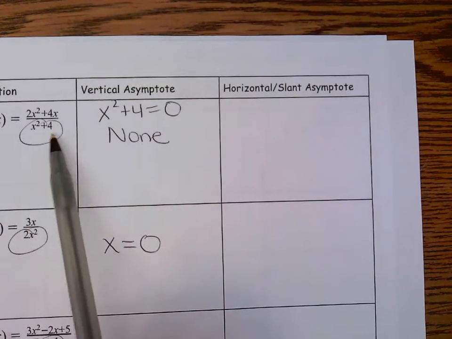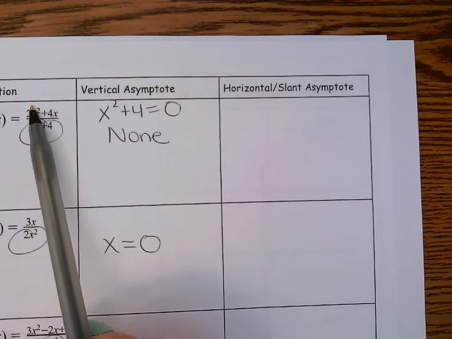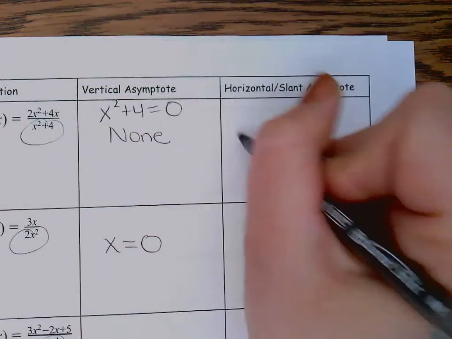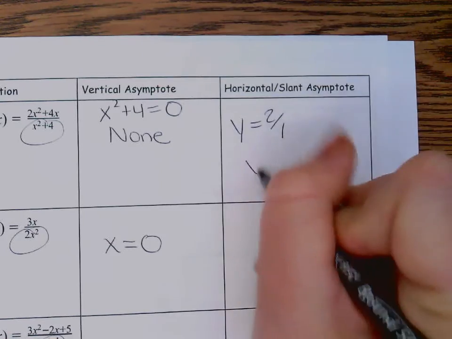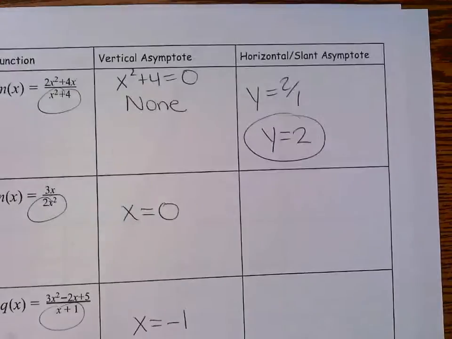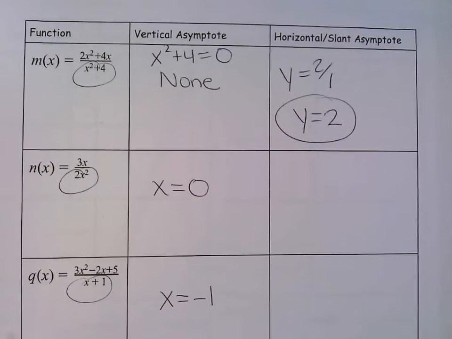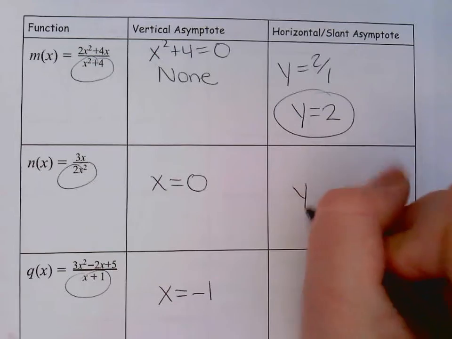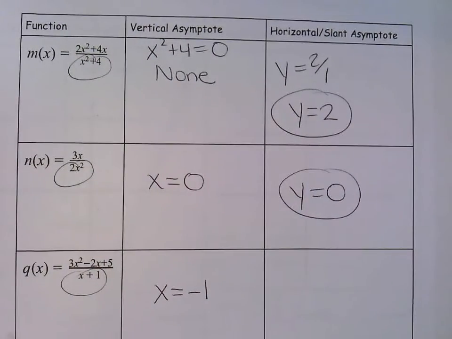So let's see, this one, they were equal degrees. So you strip the coefficient, so it would be y equals 2 over 1. So y equals 2 is your horizontal asymptote line. Let's see, n of x, the denominator's bigger, so y equals 0.